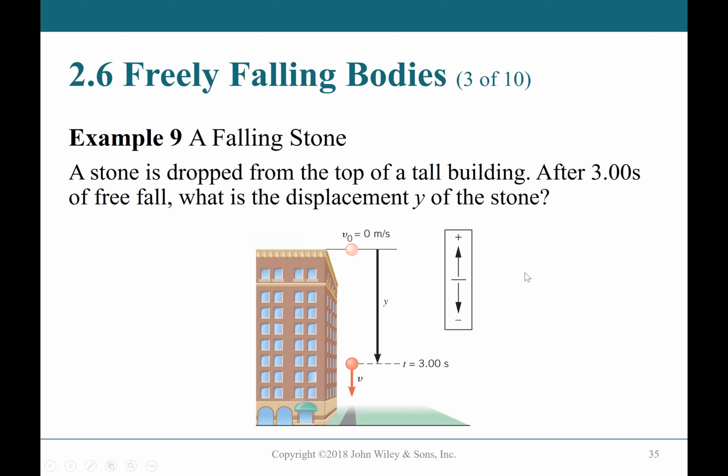So we have an example. A stone is dropped from the top of a tall building. After 3 seconds of free fall, what is the displacement, y, of the stone? Now, this is a very good example for me to start with because here you see they're looking for the displacement. And the displacement is a vector, not like the height. The height is always a scalar.